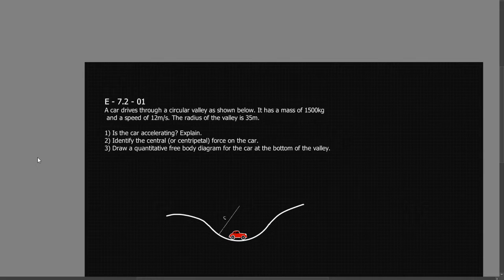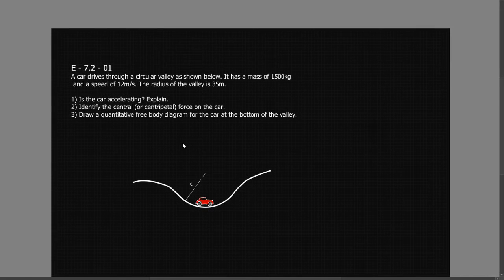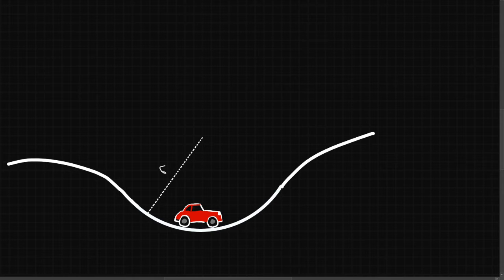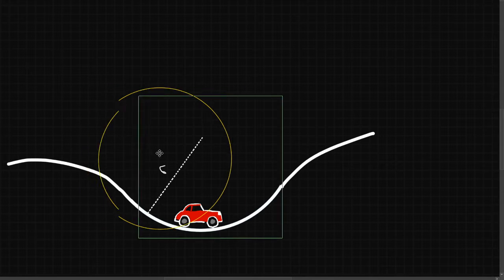So we have a car that's driving through a valley, and the valley is roughly circular in shape. Here, let's show that right here. So valleys, yeah, roughly circular.